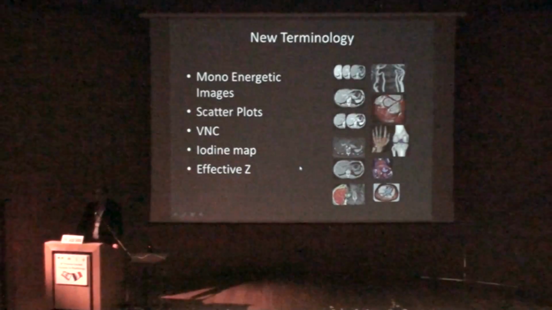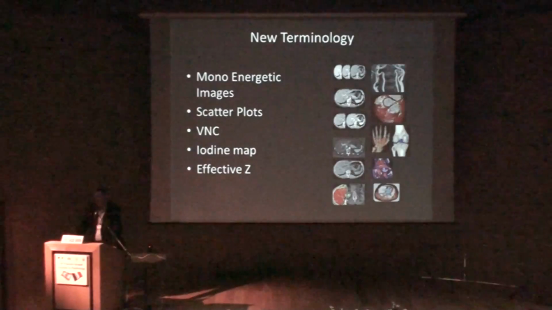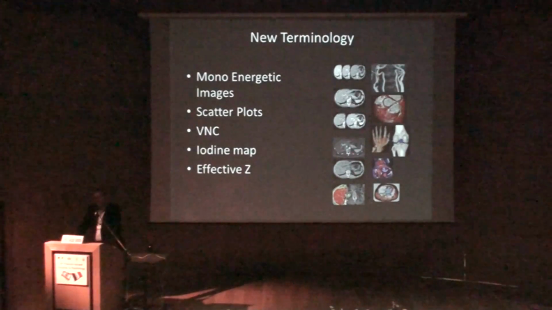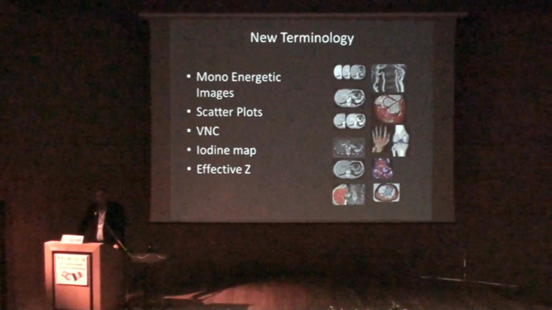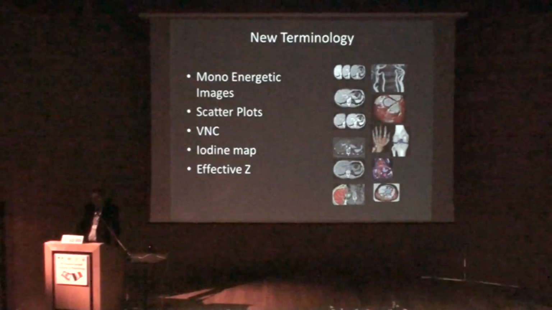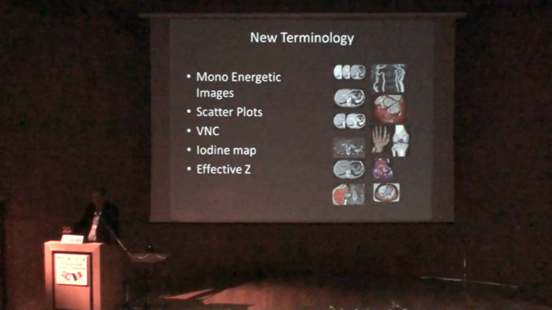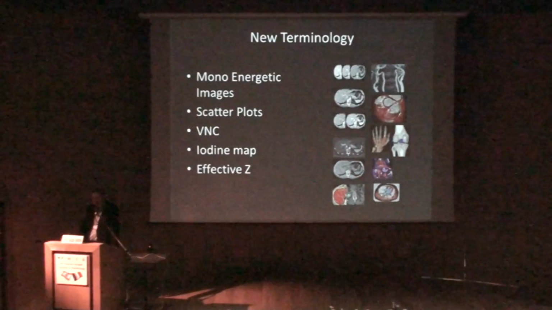And we have new terminology. Until now, we didn't have a lot of changes in the way we looked at CT, but now we have mono-E images, scatter plots, VNC, iodine maps, effective Z. I believe we call it MRization of CT. We have many sequences. We were not used to looking at so many when we started looking at CT.